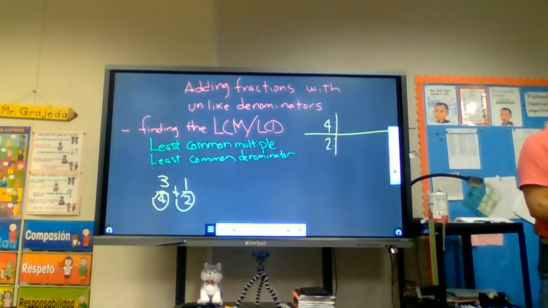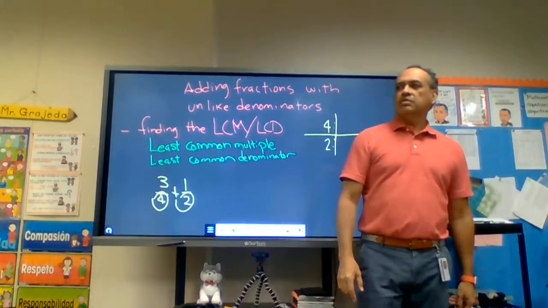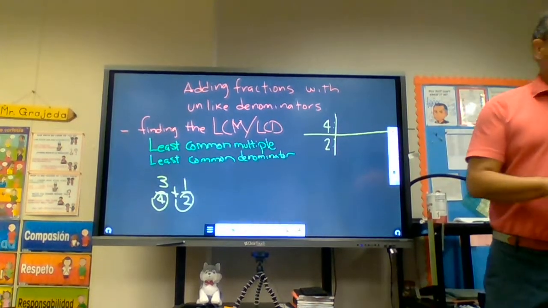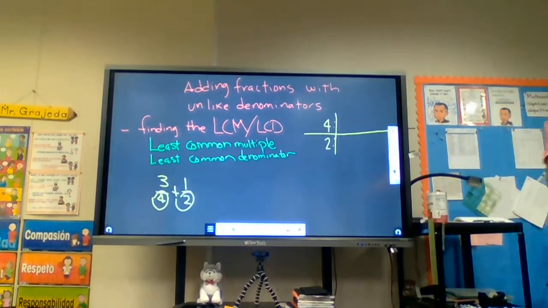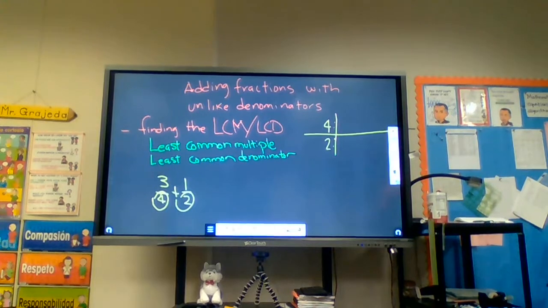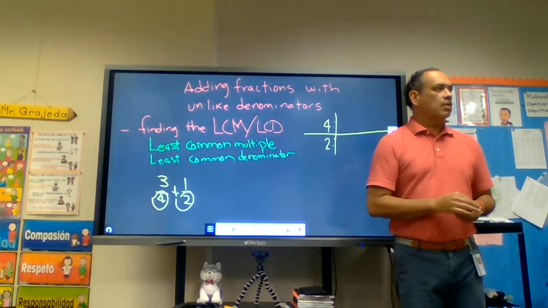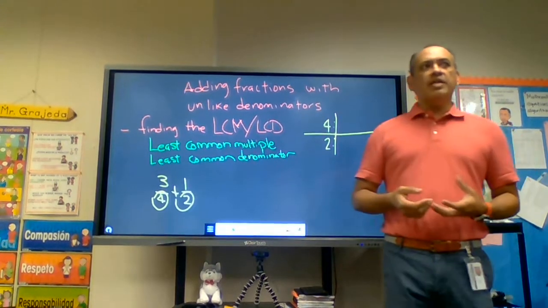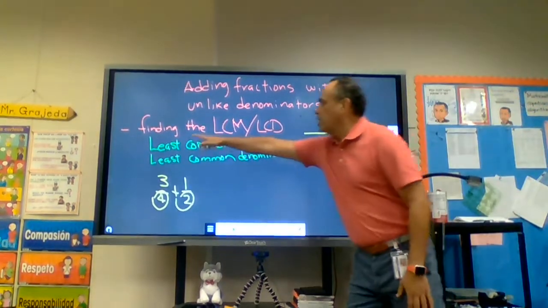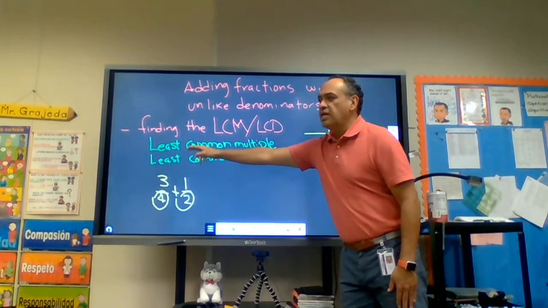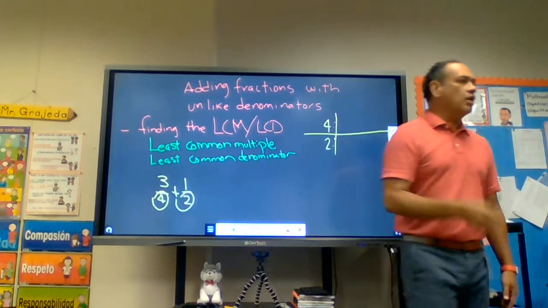Now, let's look at our words here. What does least mean? Less. The smaller, the smallest, the lowest. What does common mean? The same. Similar, the same. And what about multiple? What does that mean? Twice. Like 2 more, more than 1. Multiples of a number are like their math facts. So what we need to find here is the least, or the smallest, common, the same, multiple. The one they have in common.